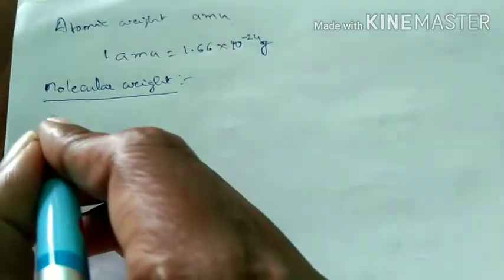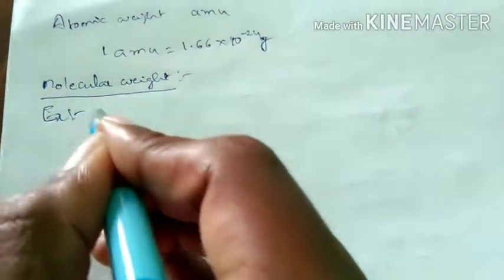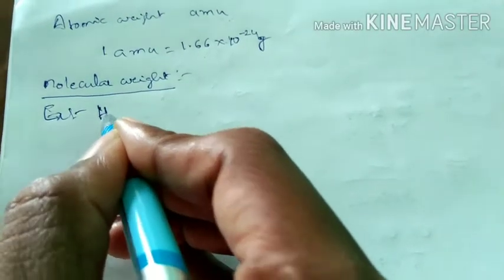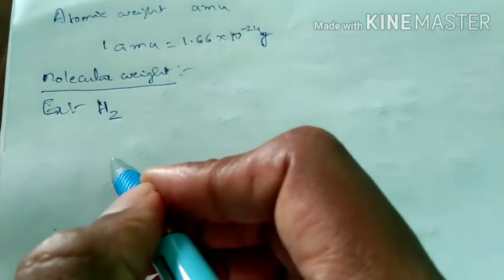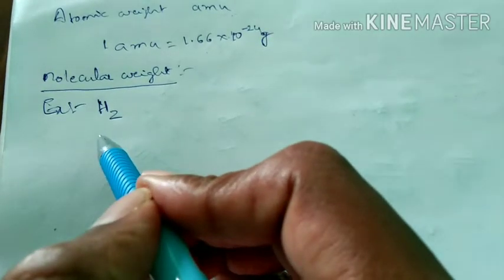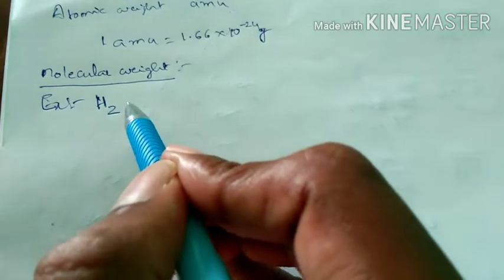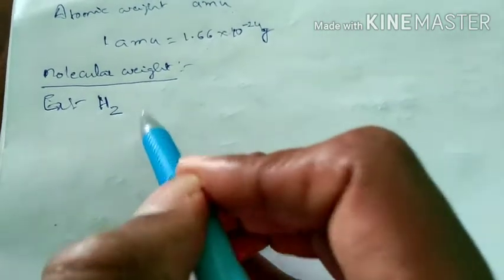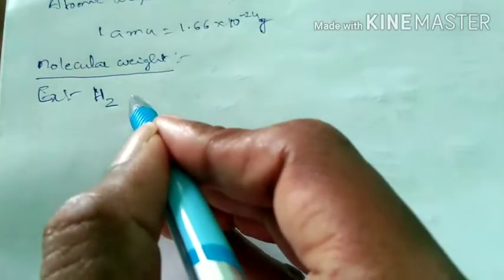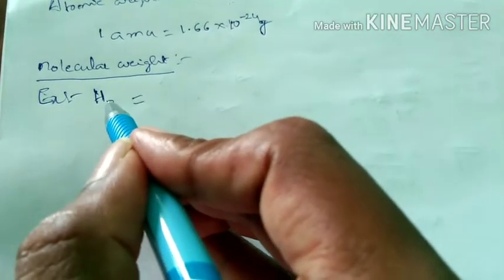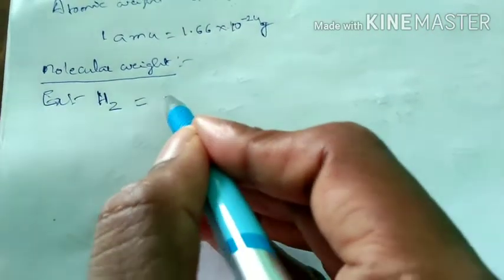For example, H is an atom, but H2 is a molecule because two atoms are present. If two or more same or different atoms are in a substance, that is called a molecule. We know that already. So one hydrogen atom weight is how much? 1. But here H2 molecular weight how much? 2.